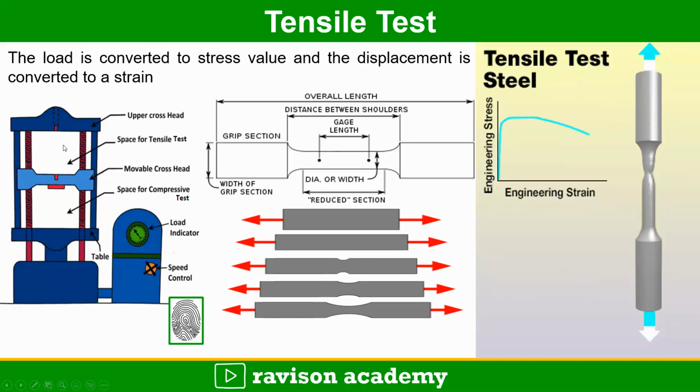Once the pulling force is applied, the body elongates. At one particular time, the neck is formed. That indicates the maximum strength of the material. Beyond that, if you increase the stress, the object will fail. So this stress strain curve is unique for the particular material.